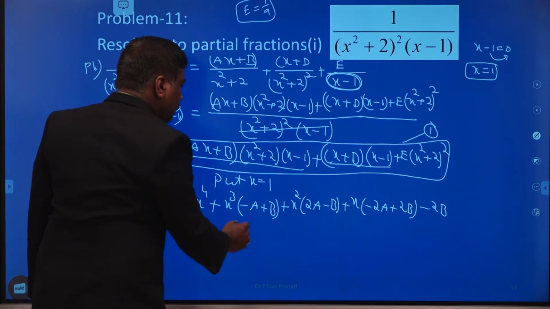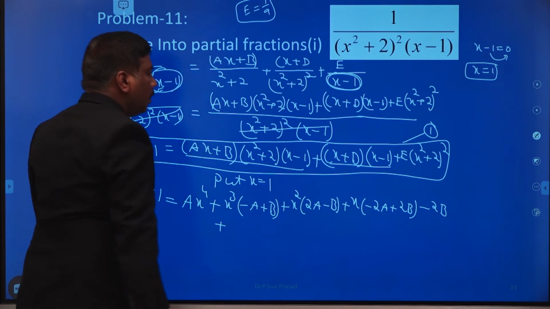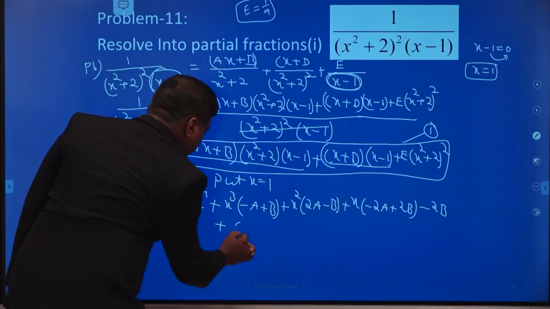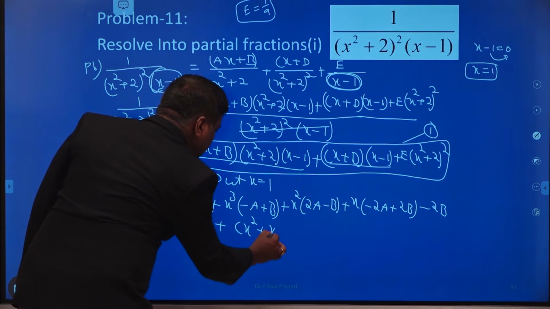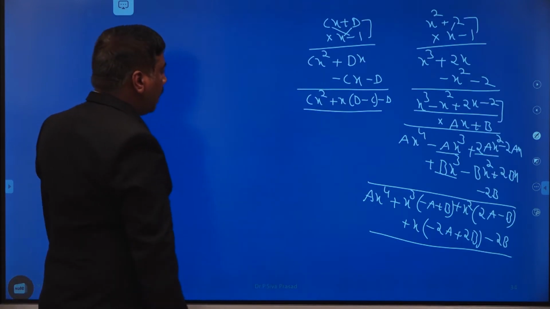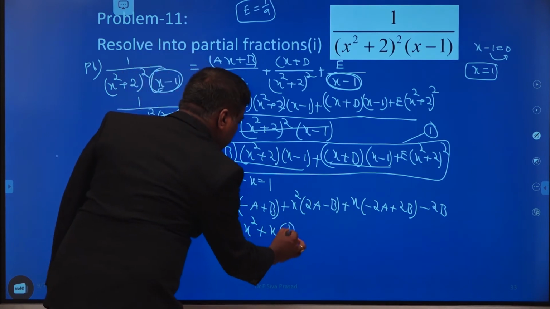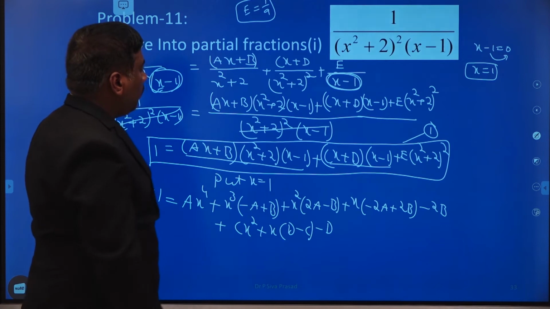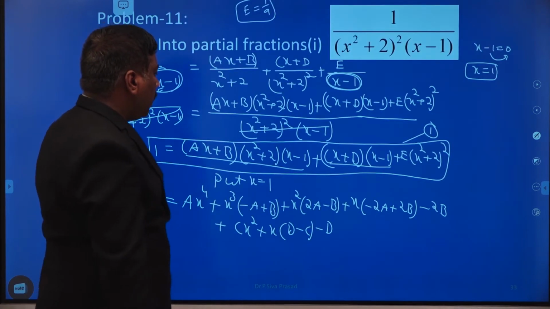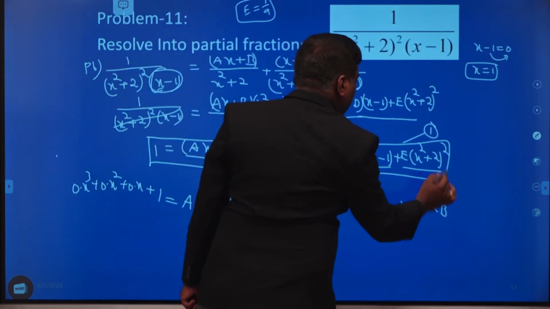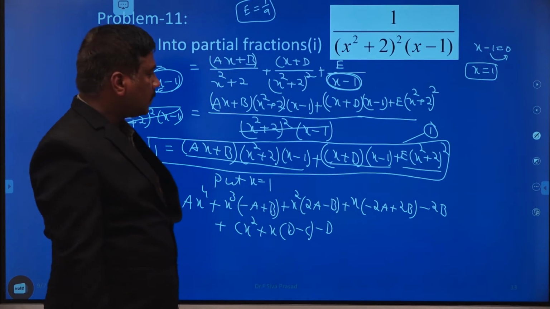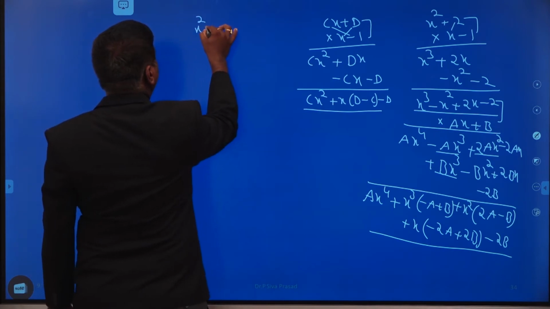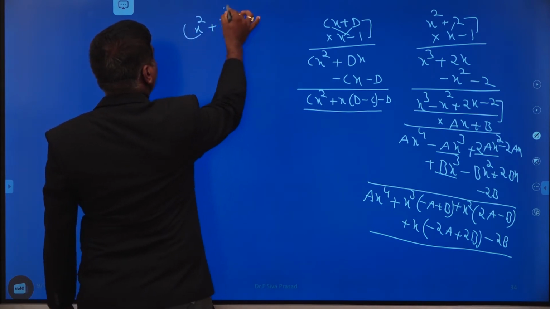Now here I have to substitute: cx square plus x into (d minus c), minus d. Now the last final term is (x square plus 2) whole square. Simply I have to expand this one using the binomial theorem.